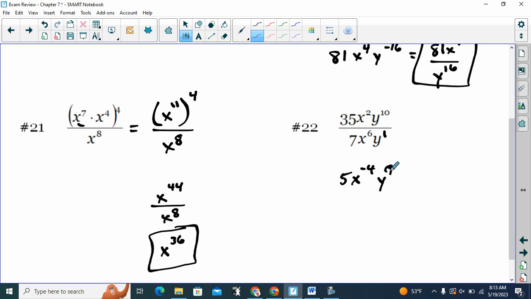Negative exponents should not be in our final answer. Any negative exponents get moved down to the bottom. So I have 5, y to the 9th, that stays on the top. Those are positive exponents. This negative exponent gets moved down to the bottom and made positive.